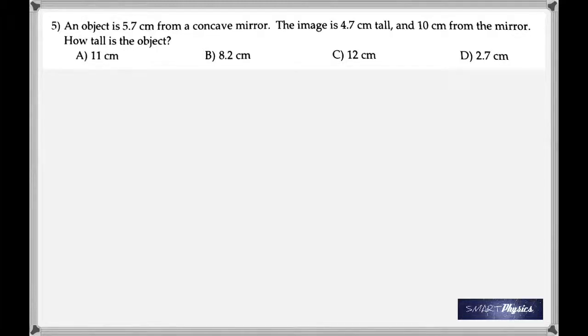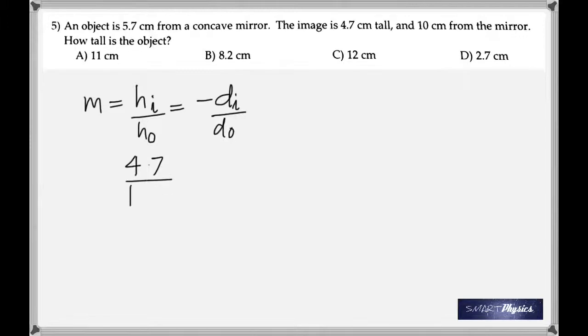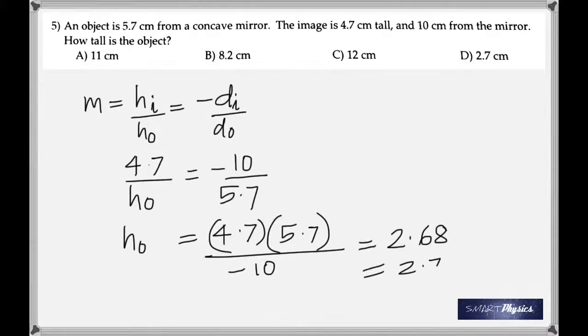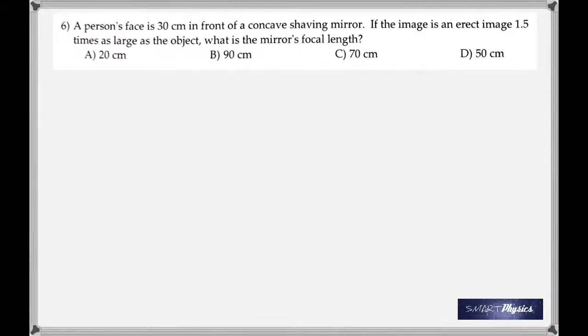Number 5, the object is 5.7 centimeters from a concave mirror now. The image is 4.7 centimeter tall and 10 centimeters from the mirror. So object distance is given. You have to find how tall the object is. There are two formulas for magnification. Put both of them together and rearrange to find the height of the object. Because you have the height of the image, you have the distance of the image and distance of the object. On rearranging and calculating, we get 2.7 centimeters.